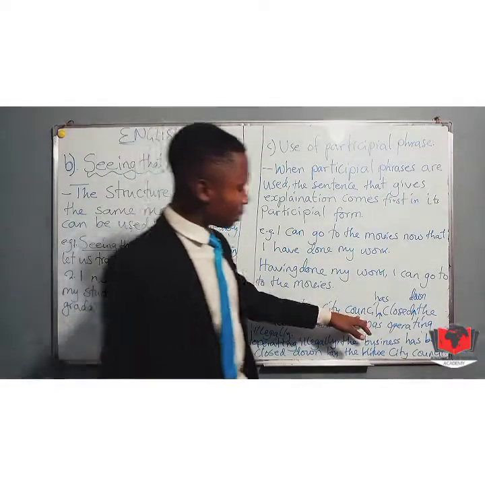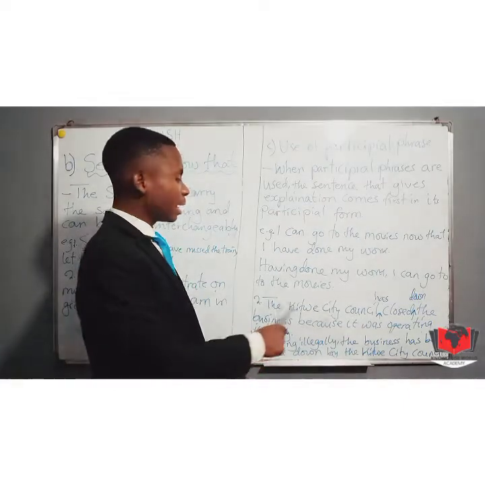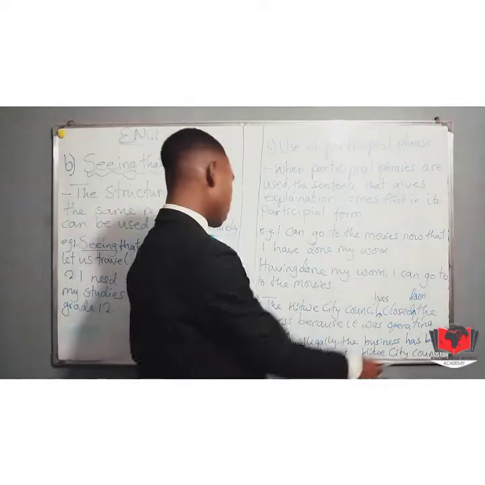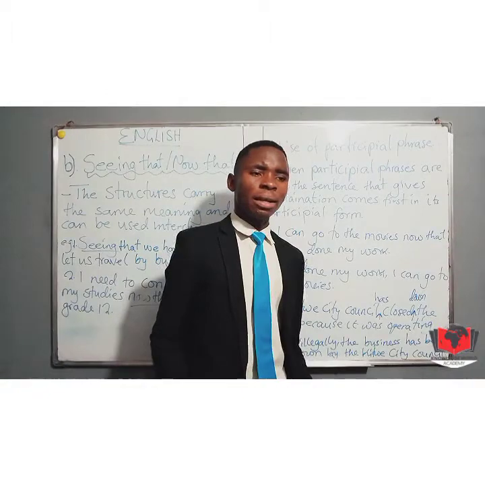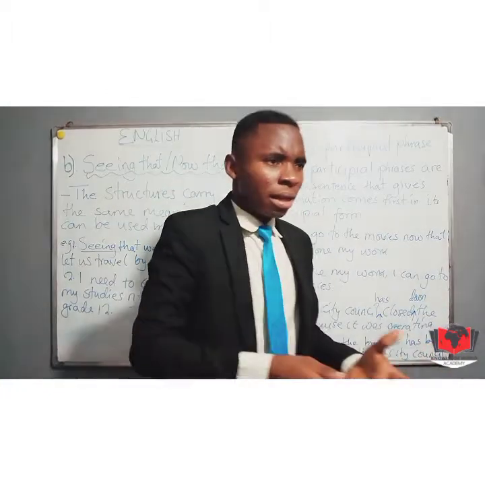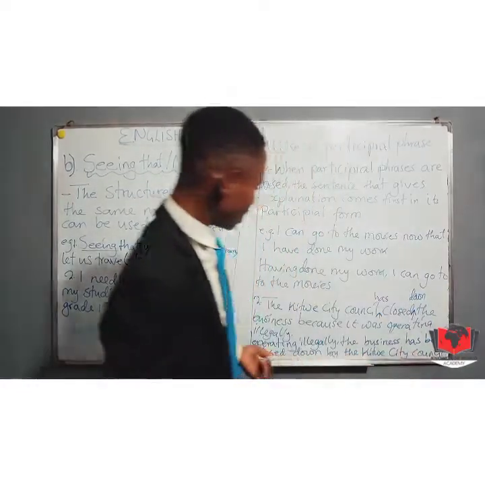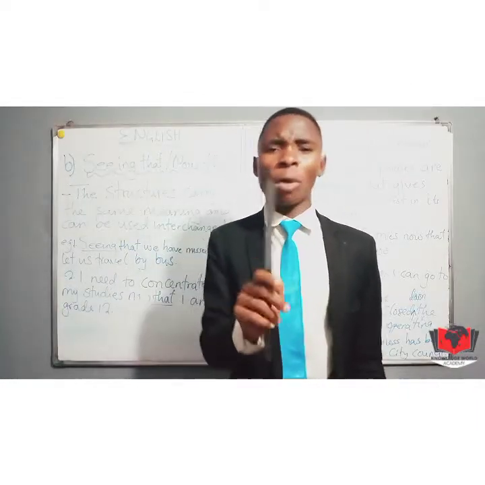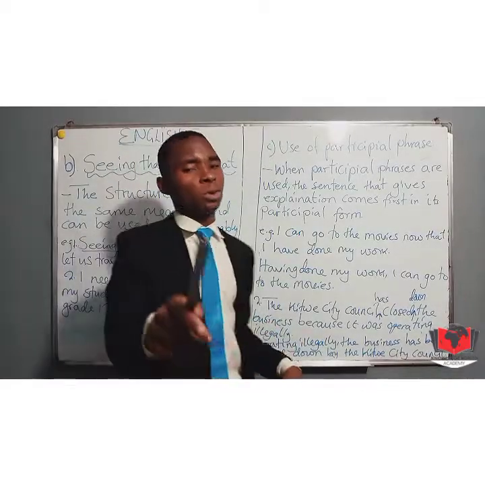The Kitwe City Council has closed down the business because it was operating illegally. Operating illegally, you see? So they have started with the action that was performed, operating illegally, comma. When you're writing, you say, who was operating illegally? It's the business. That's why it was closed.